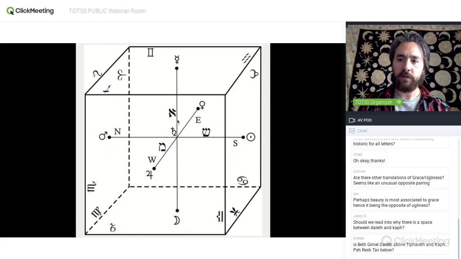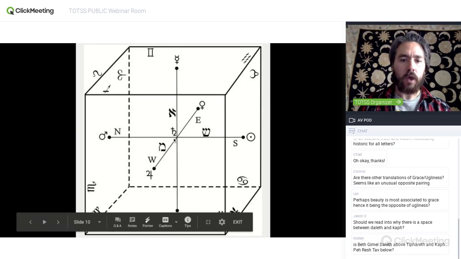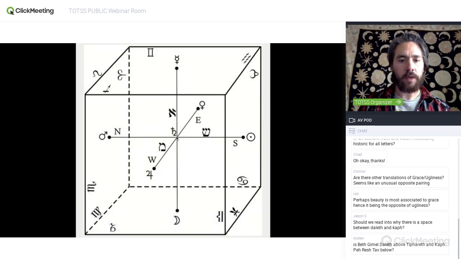So attributed to Aleph is the vertical axis here, right? Runs from the top to the bottom. Attributed to Mem, this is running from east to west. And then to Shin, running from north to south. And now above, we've got the letter Beth, which we'll get into the planetary correspondences now. This is just the simplest, least confusing diagram I could find.